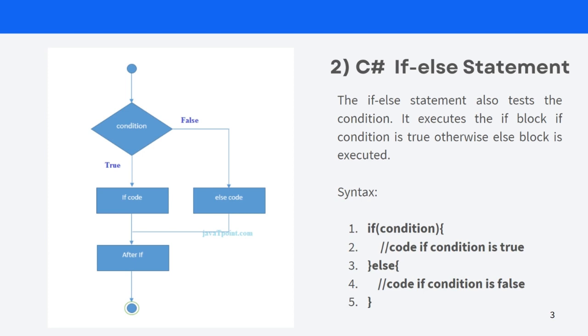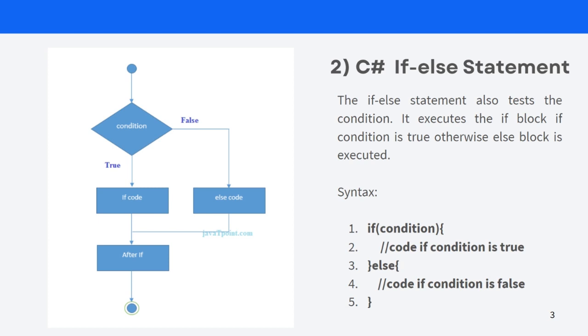Likewise we will continue further with another control statement, which is the if else statement. The if else statement also tests the condition. It executes the if block if the condition is true, otherwise the else block is executed. You can see the syntax here. First of all, you have to mention the condition in the if block, and if the condition is true, then the code below it will be executed. If the condition is false, then the else block will be executed.